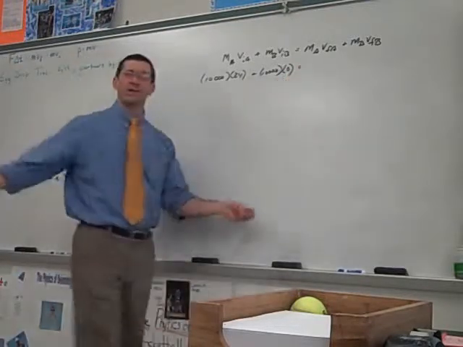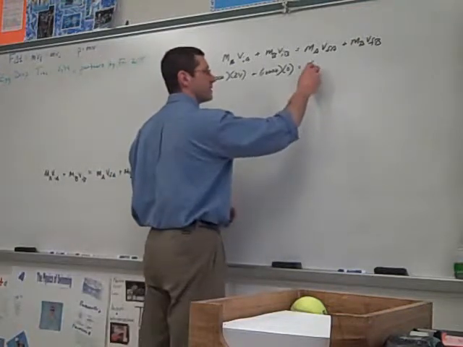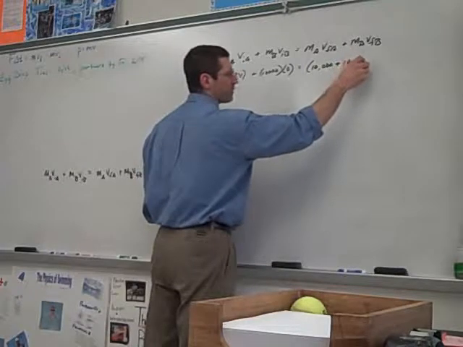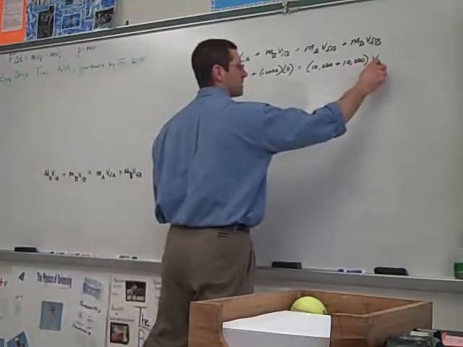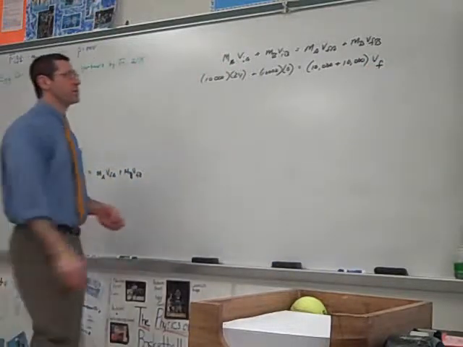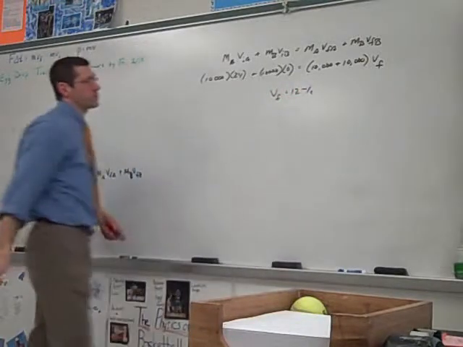Now, after they collide, they stick together, right? So basically what we have is 10,000 plus 10,000, because we have 20,000 total kilograms moving now. And since it's one object, essentially, it has one velocity, right? So we can just do that. So then they move off at 12 meters per second.